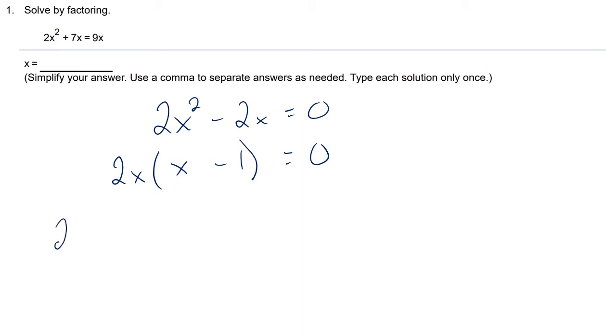Now that I have this factored, I can go ahead and set each of my factors to 0: x equals 0, or x minus 1 equals 0. If I solve each of those equations, I get x equals 0 and x equals positive 1. And so my two answers are 0, comma, 1.